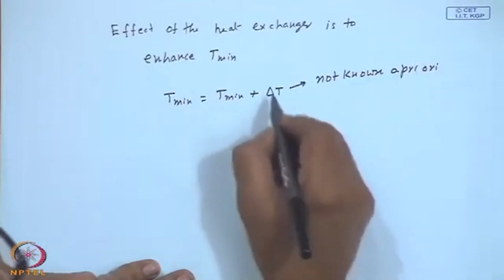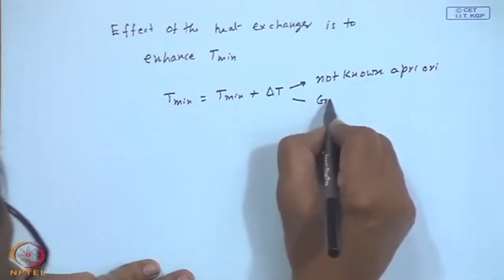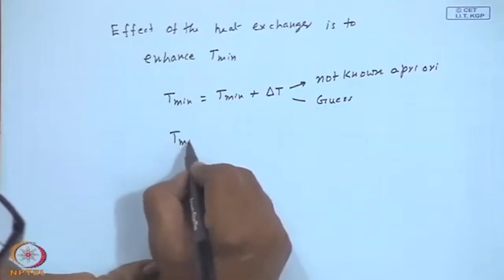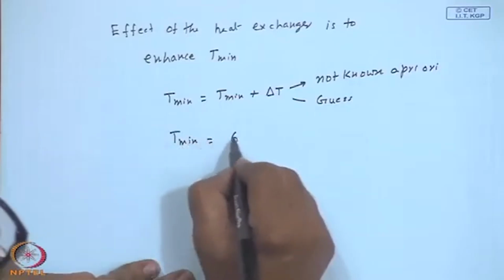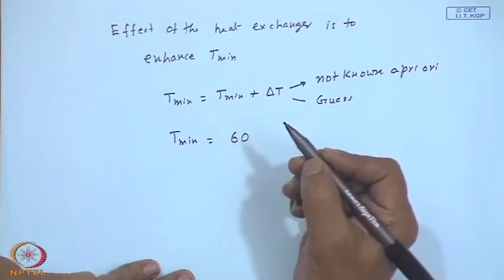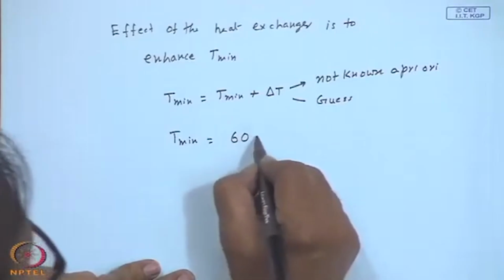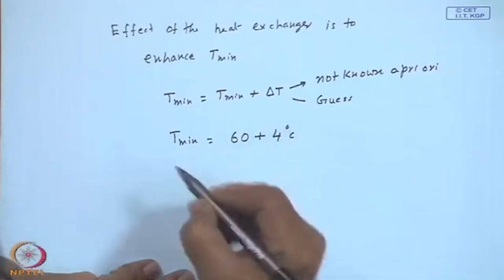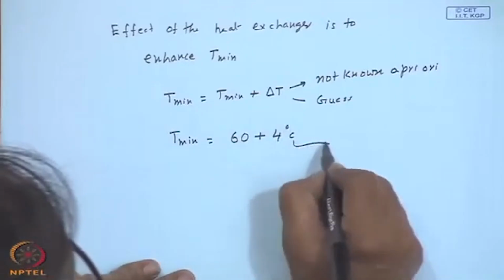Okay. So, we will make a guess. So, T min is the 60 original temperature at which it is required to supply energy plus 4 degrees C. This is my first guess.